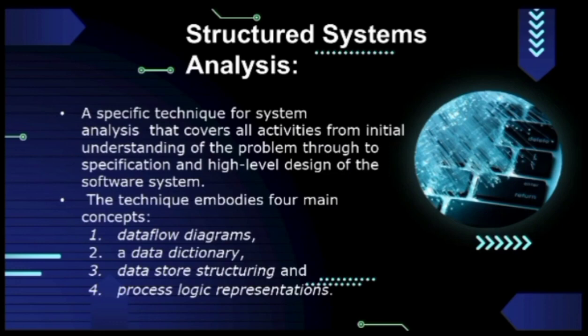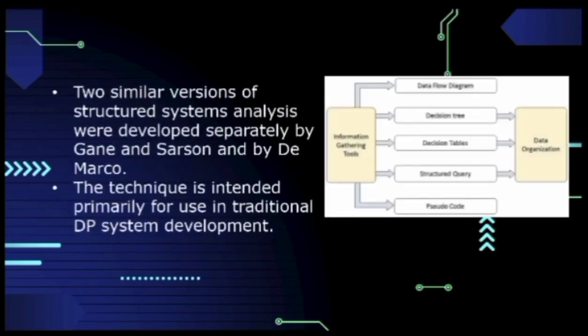The specified diagram in the slide shows information gathering tools as the source and data organization as the destination. In between are specified modules or the controlling systems. They were the data flow diagram, decision tree, decision table, structured English, and pseudocode. The technique is intended primarily for use in traditional DP system development.